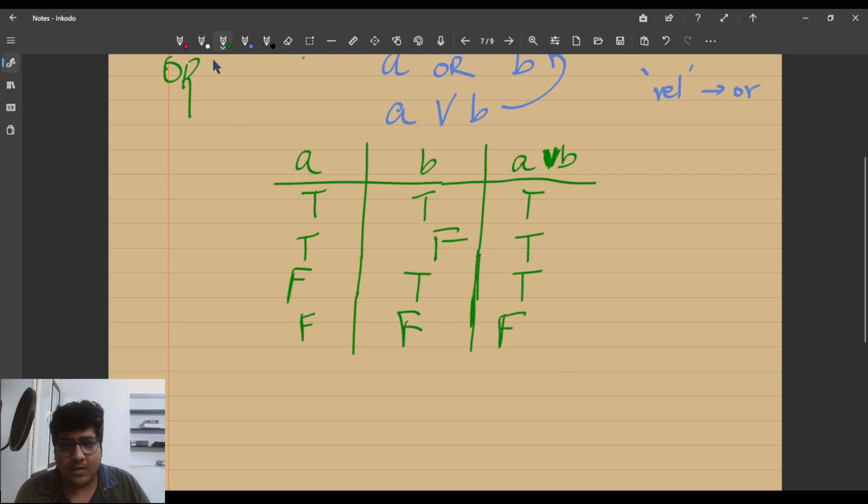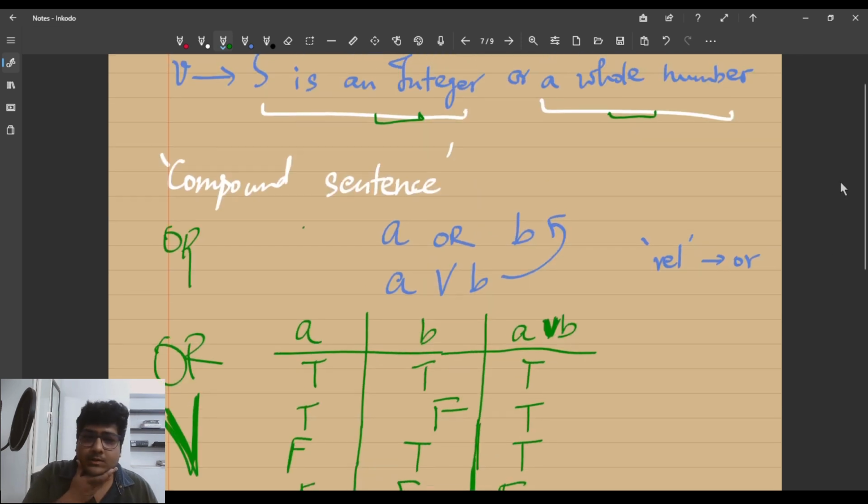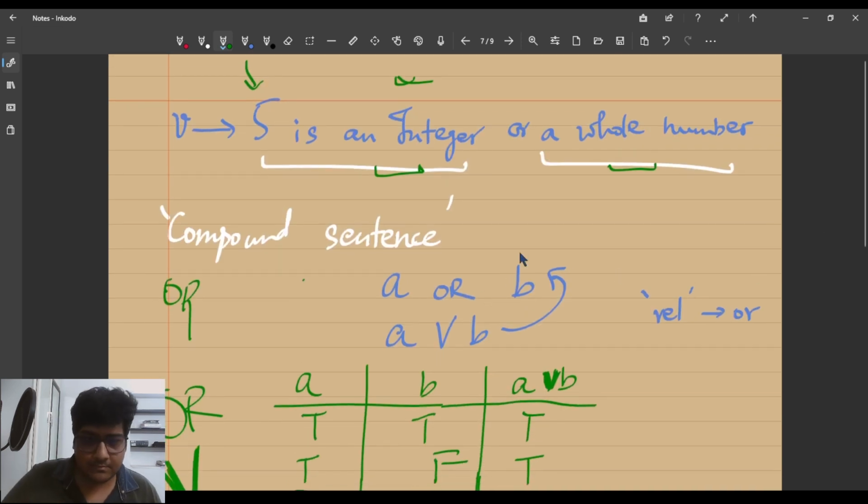So this is called the OR operation, or you can denote it by a capital V, right? So this is a statement again. Take some time, pause the video, look at whatever we have done, and then go further.